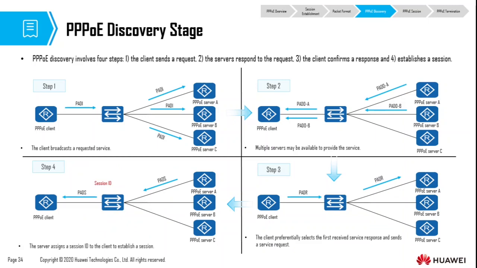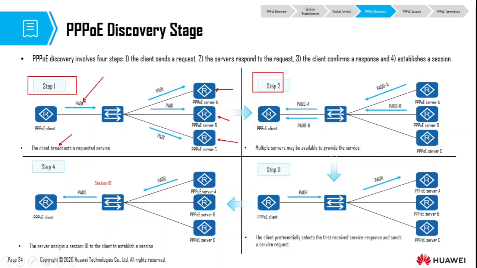Okay, so let's see the discovery stage, which is the very first stage of PPPoE. On step number one, the PPPoE client will send a PADI, a PPPoE Active Discovery Initiation packet. Normally, this packet is a broadcast packet. Why? Because on your ISP side, it might have more than one PPPoE server, more than one BRAS, for example. So all of them are going to receive it.